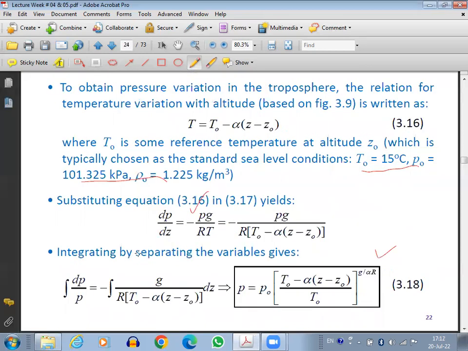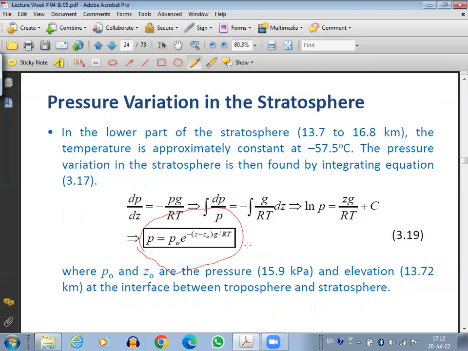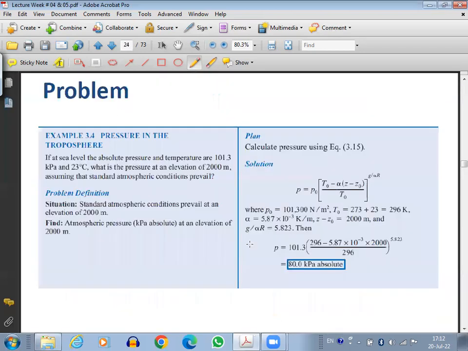Now these two equations, if needed in the solving of numericals, will be provided to you in the exam. This equation will be provided to you in the exam, and this equation will be provided to you in the exam if needed. So we have a numerical here. This numerical is for the troposphere region, so we need this formula.